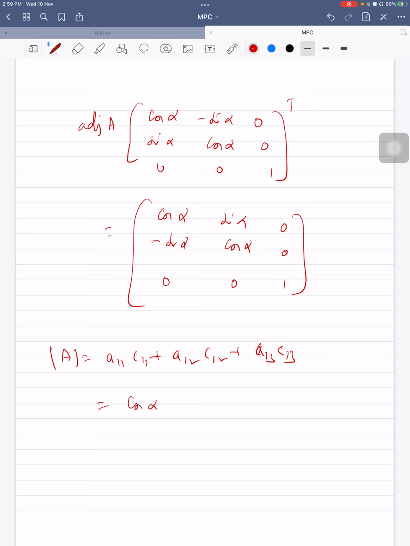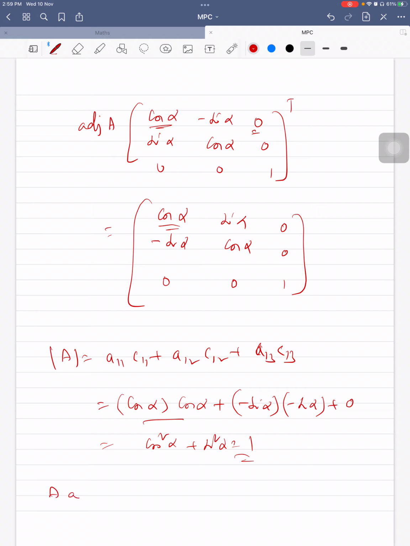Now determinant of A is A11 C11 plus A12 C12 plus A13 C13, which becomes cos alpha into cos alpha, plus minus sin alpha into minus sin alpha, plus A13 C13. C13 becomes 0. This is cos square alpha plus sin square alpha, which is 1. Determinant of A is 1.